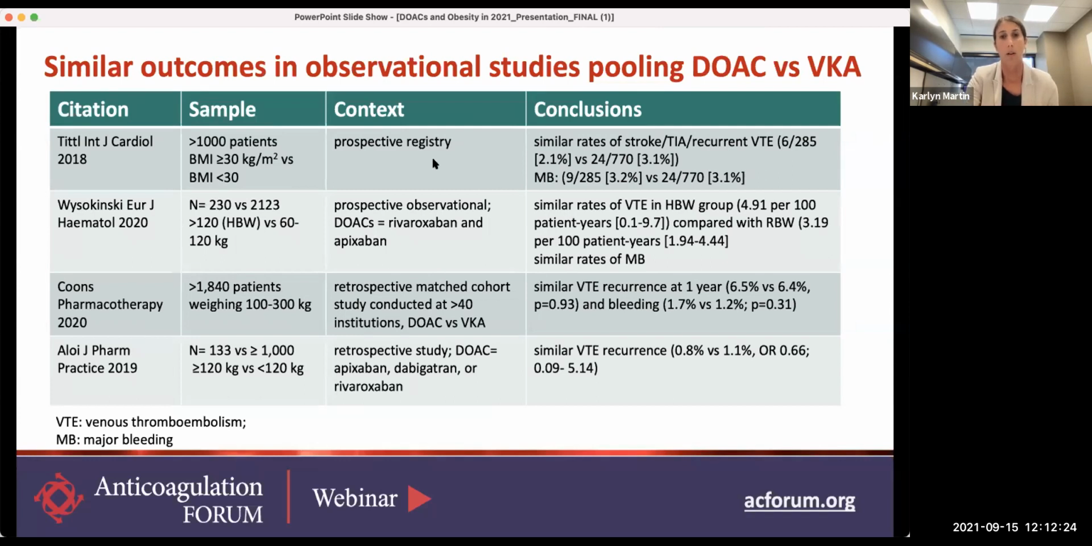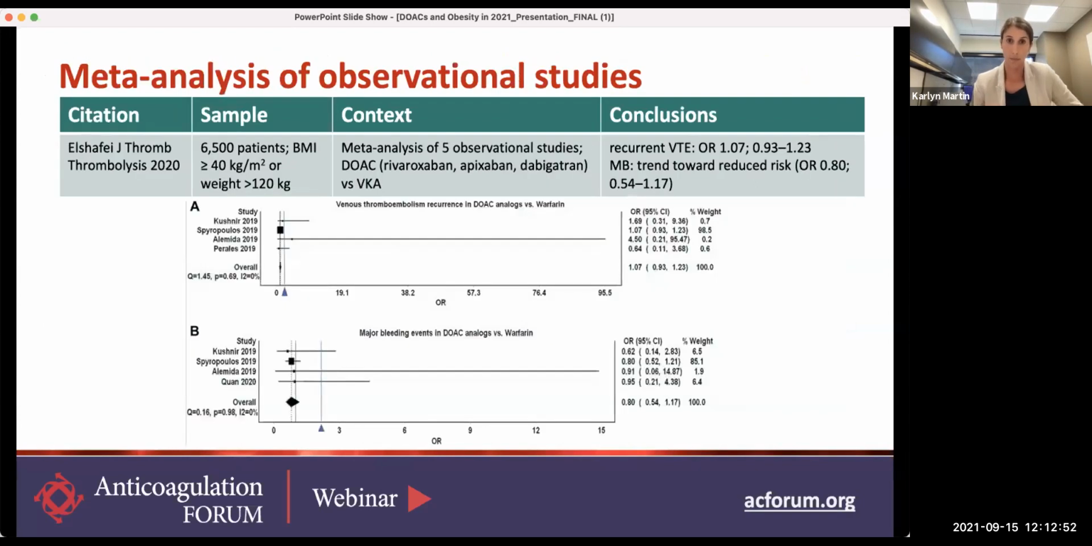And you can see here across the board, whether it is a prospective registry study, prospective observational, or retrospective study, all of the studies found similar rates of the primary outcome, recurrent VTE, as well as similar rates of major bleeding in the DOAC arm compared with the VKA. So no signals to suggest that there are worse outcomes in obese patients treated with DOACs.